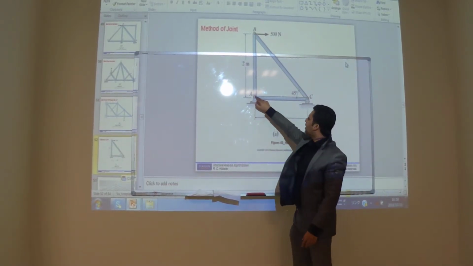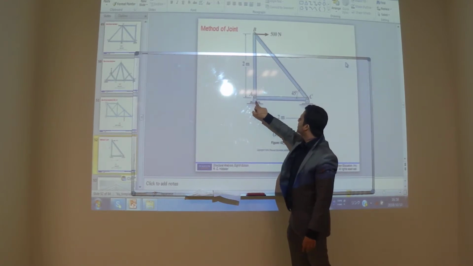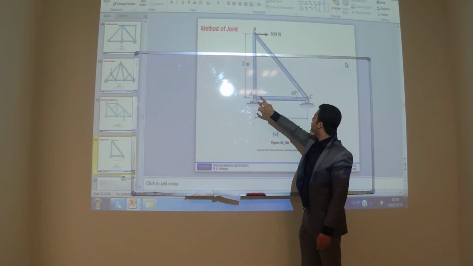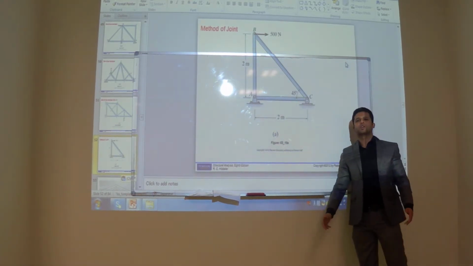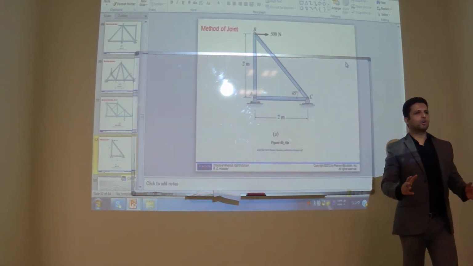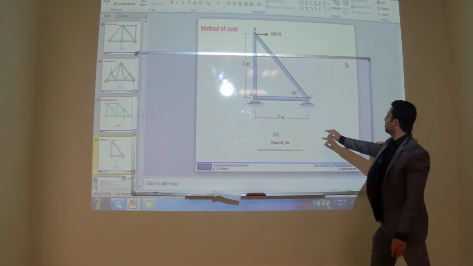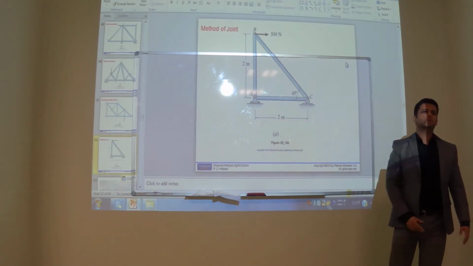Now if you have 2 forces here, the force in member AB will be equal to 500. The force in member AC will be equal to 500. Without solving with the method of joints, you can find the forces. Okay? So only this joint is left. You can solve this joint.